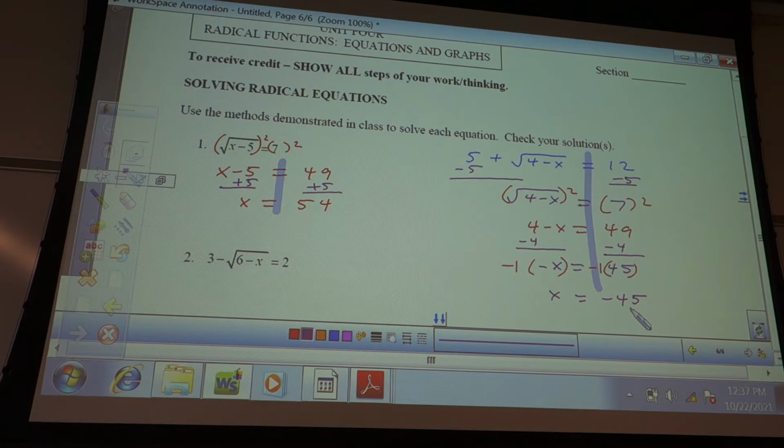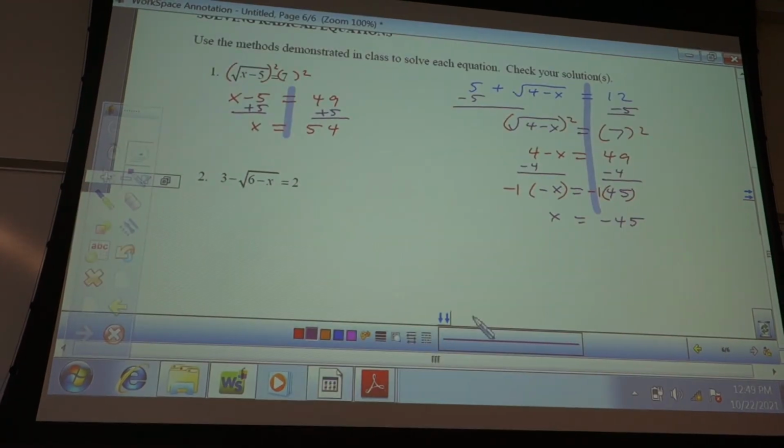Okay, so there are 4 more. Let's give folks 5 minutes to go to work on these, 7 minutes to work on these, and then we'll go over them.